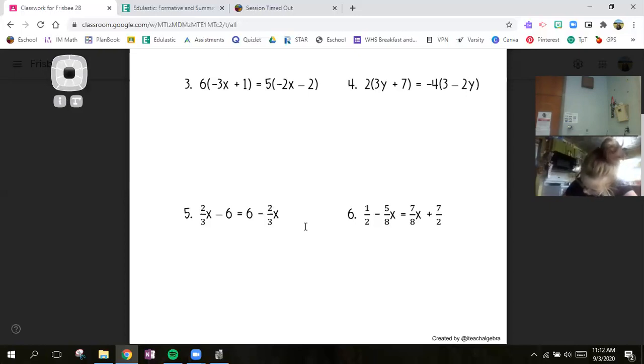Which one do we do? Which one do we do? 2, 3, 4, and 5. We did 1 and 6 together.